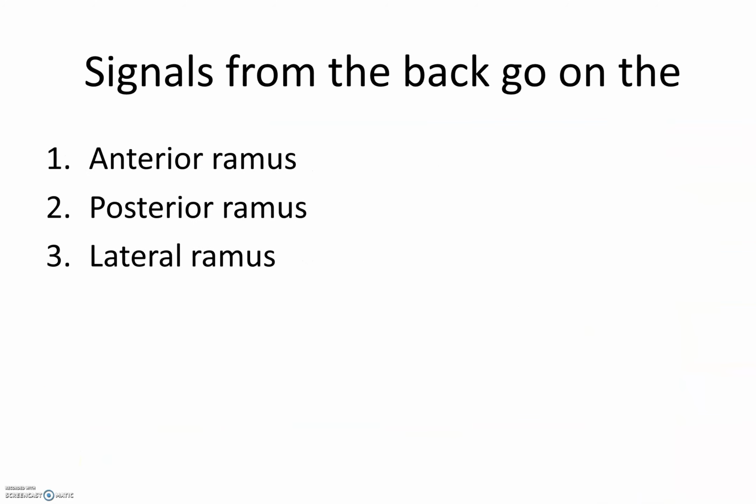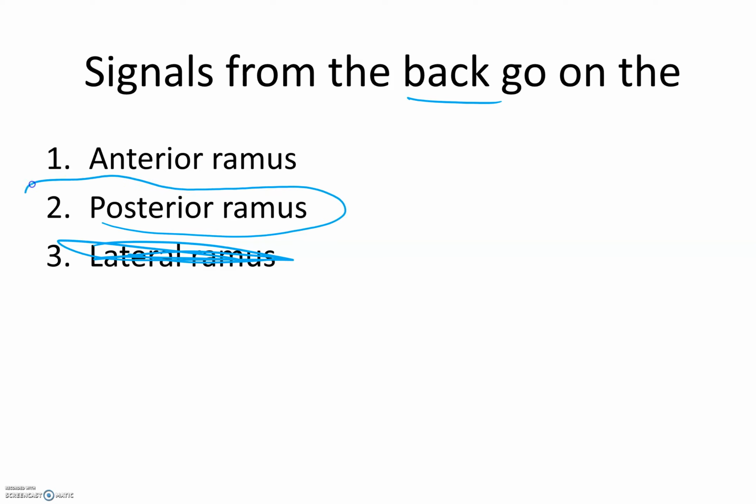Signals going to the back are on the anterior ramus, posterior ramus, or lateral ramus? Well, there's no lateral ramus. And back, which one's back? It is posterior. Students have a lot of trouble with this question for some reason.